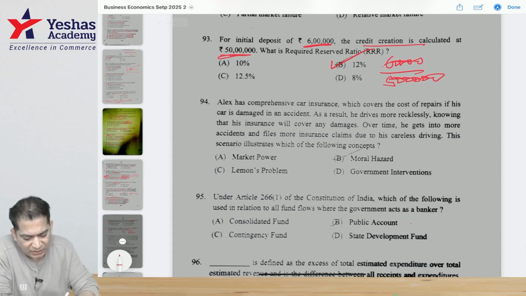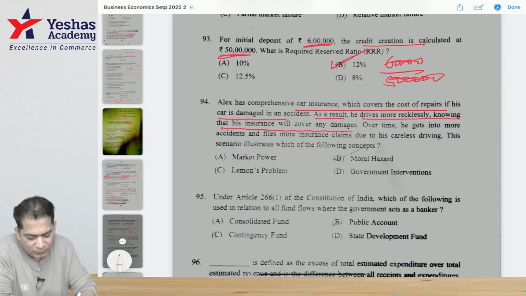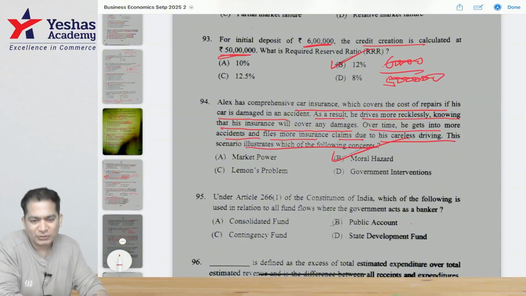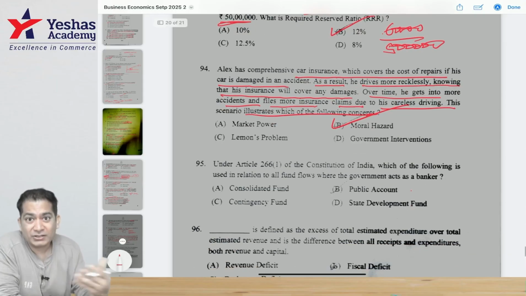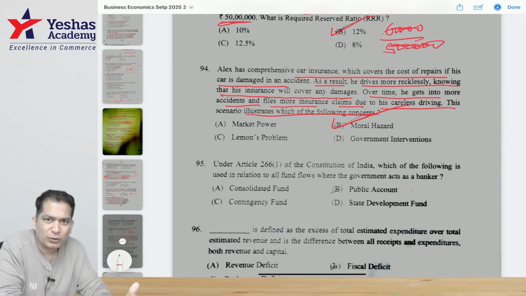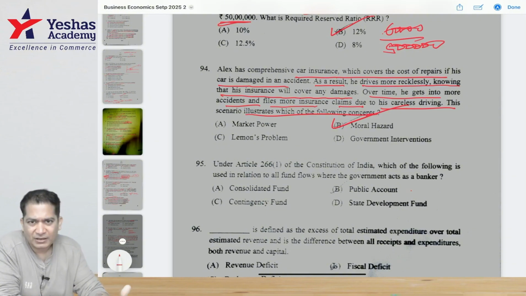Alex has taken a comprehensive car insurance which covers the cost of repairs if the car is damaged in an accident. As a result, he drives more recklessly, knowing that his insurance will cover any damage. Over time, he gets into more accidents and files more insurance claims. This example I have given you in the class as well. That is nothing but an example of moral hazard. You become morally bankrupt and misuse the insurance policy, which imposes additional cost on others, because if the payout for the insurance company increases, it will increase the premium for everybody. So your action is imposing cost on others or decreasing the benefit available to others.